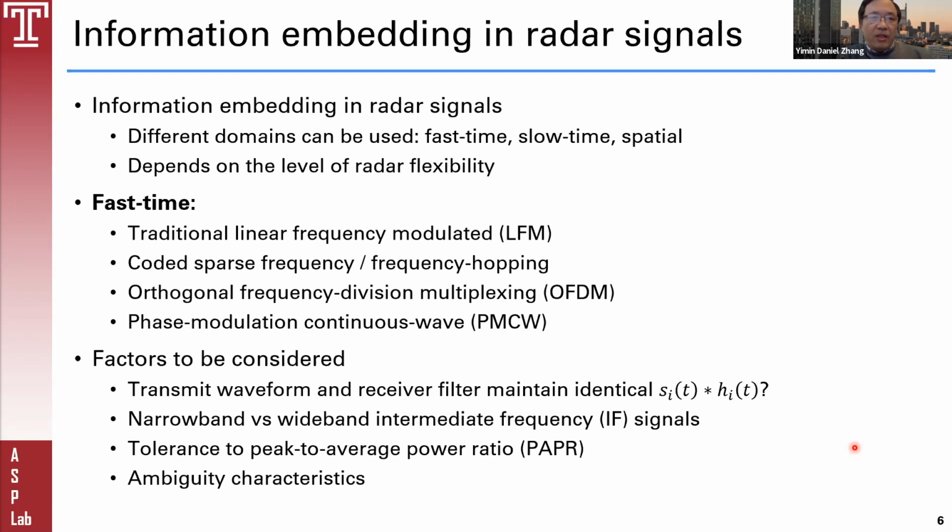So in embedding information in a radar system, we need to consider several factors. For example, whether the convolution between the transmitter waveform and the receiver filter would remain identical for each pulse. Or whether you would accept a wideband IF signal after demodulation or matched filtering. Or whether you can accept a high peak-to-average power ratio. Or what kind of ambiguity function you would accept.